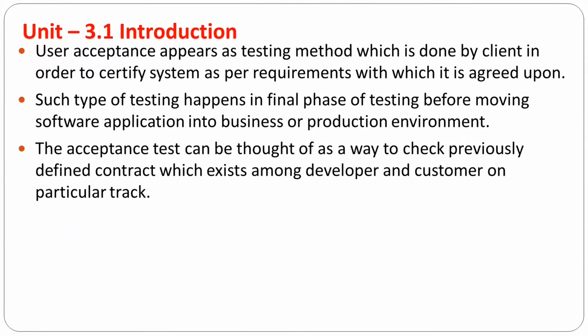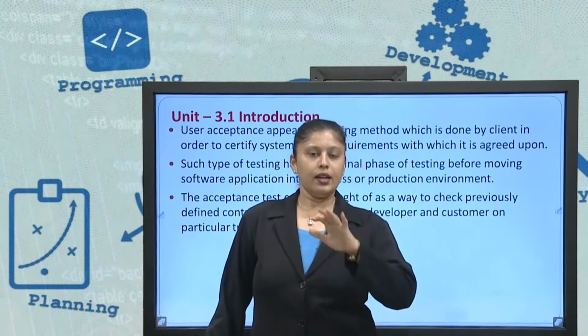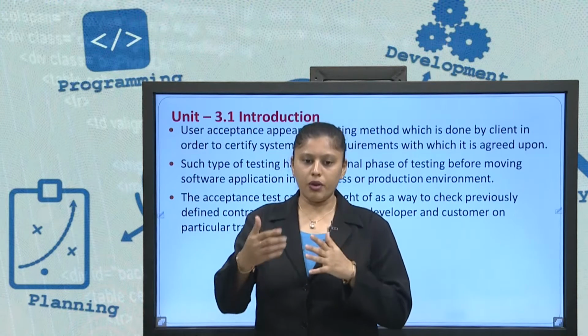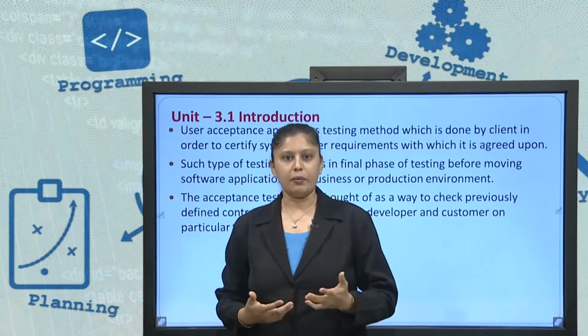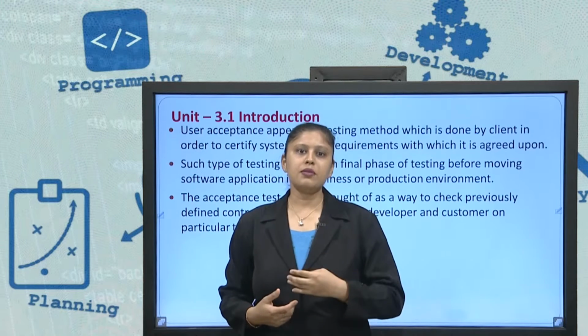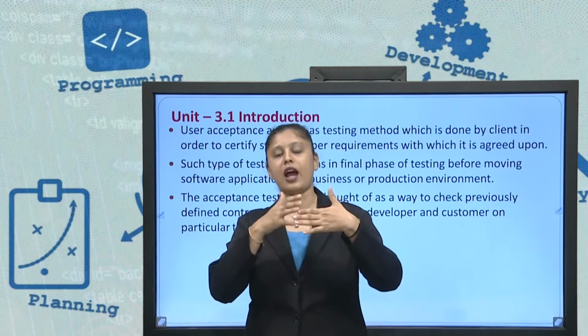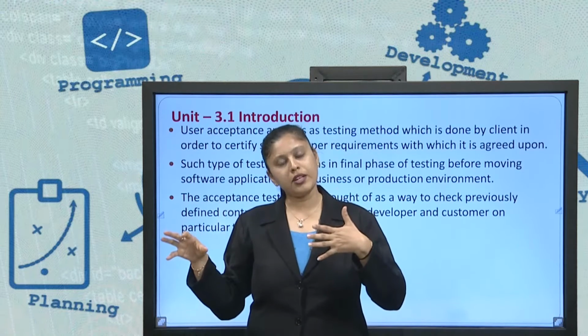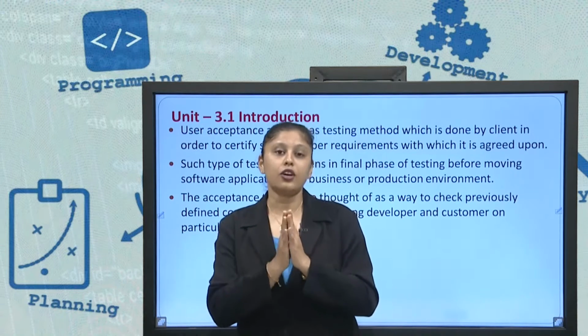The acceptance test can be thought of as a way to check the previously defined contract which exists between developer and customer on a particular track. When we are about to sign with our customer, we get the customer requirements. When we get the customer requirements, we plan how we will fulfill all these requirements and how we would develop a particular software. So during that time we actually sign a contract.